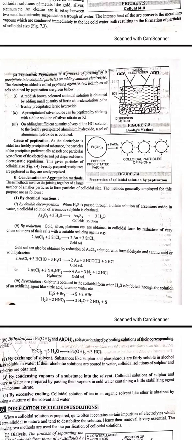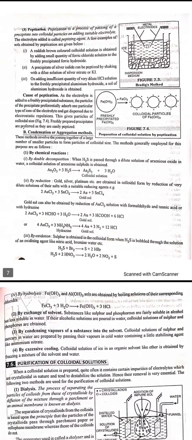Fourth one is by hydrolysis. Fe(OH)3 and Al(OH)3 sols are obtained by boiling solution of their corresponding chlorides. FeCl3 plus 3H2O gives Fe(OH)3 plus 3HCl. Now, second, by exchange of solvent. Substances like sulfur and phosphorus are fairly soluble in alcohol but less soluble in water. If their alcoholic solutions are poured in water, colloidal solutions of sulfur and phosphorus are obtained.